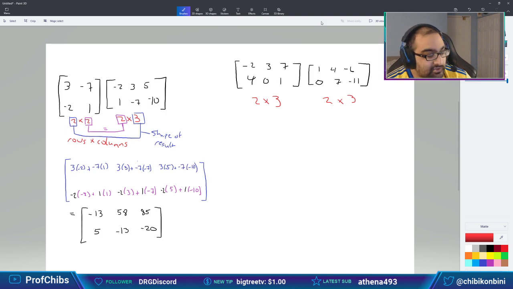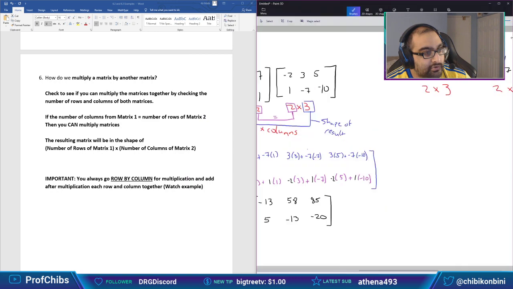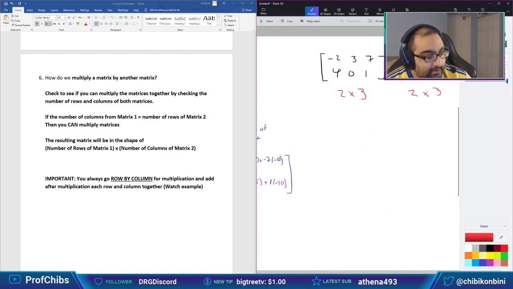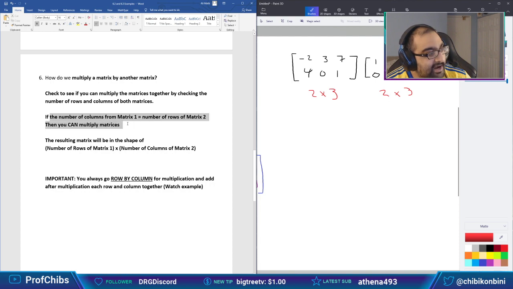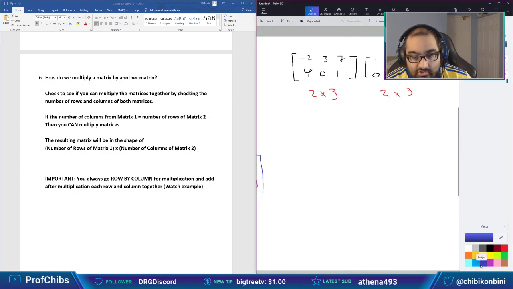Okay. So 6 people say no, 1 person says yes. All right. Let's take a look back at our rules here. How can we determine that? You kind of got that backwards there, Lysairena. The number of columns from matrix 1 equals the number of rows of matrix 2. Okay, so Brian's correct. 3 at the end and 2 at the front.